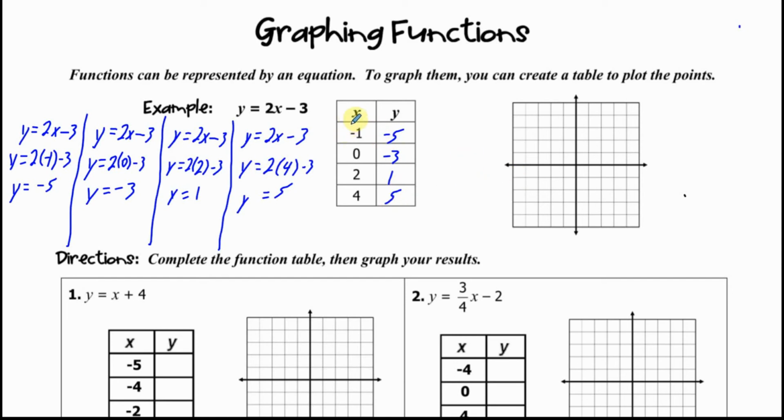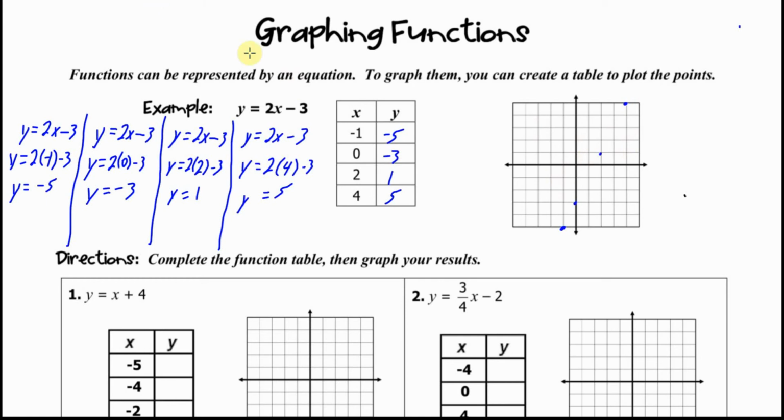All right? So once again, they provided these values for x, but we could have chosen any. If this was blank, you pick any number you want for x, plug it in, and solve. So let's graph now: -1, -5, 0, -3, 2, 1, and 4, 5. I hope that you notice that these points line up nicely, and that's what's going to happen. If you just have a plain x and a plain y in your equation, it's going to be a linear function. When you graph it, it's going to be a line.